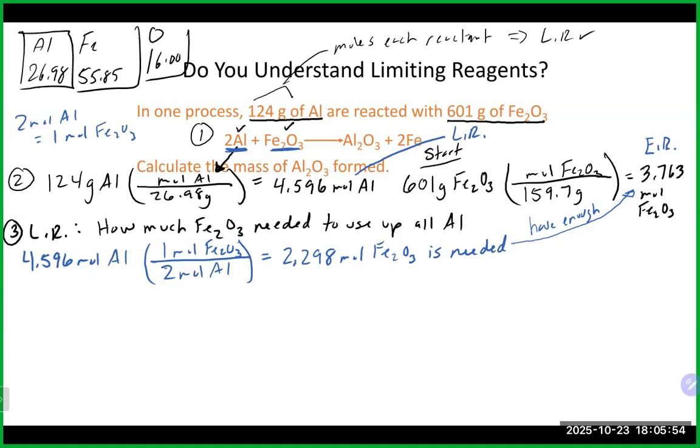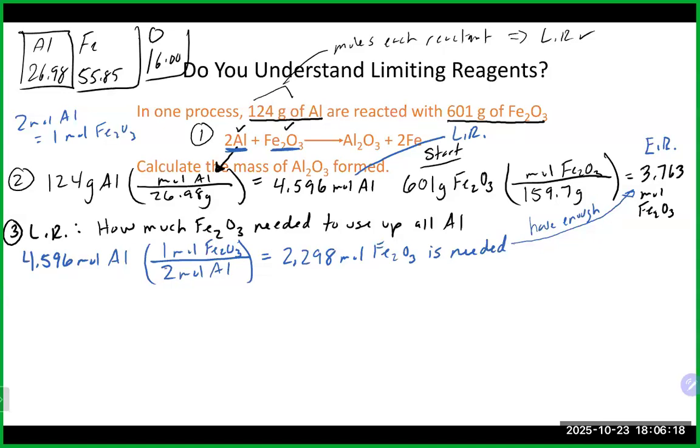Any questions on that calculation there? And again, it's just simply to determine that fact. You could have done it the opposite way around, like we talked about before. You could have tried to figure out how much aluminum you needed to use up all the iron 3 oxide. And what you would find, you will not have enough. And it should give you the same answer in the end of which one's your limiting reagent and which one's your excess reagent. Any questions on that?